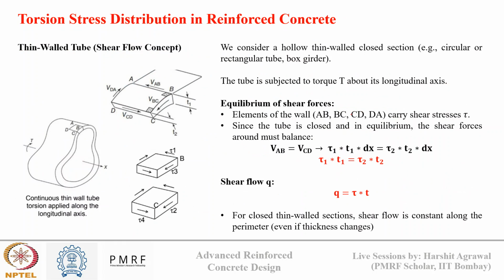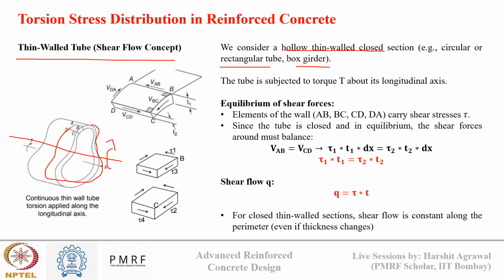Okay, now the second theory for determining maximum torsion is known as thin wall tube theory, or we can say the shear flow concept. In this we consider a hollow thin cross section, like a circular cross section, a rectangular tube, or a box girder. This tube is subjected to some torsional force T along the longitudinal axis. So you can see there is an arbitrary shape, and this is subjected to a torsion about its longitudinal axis.